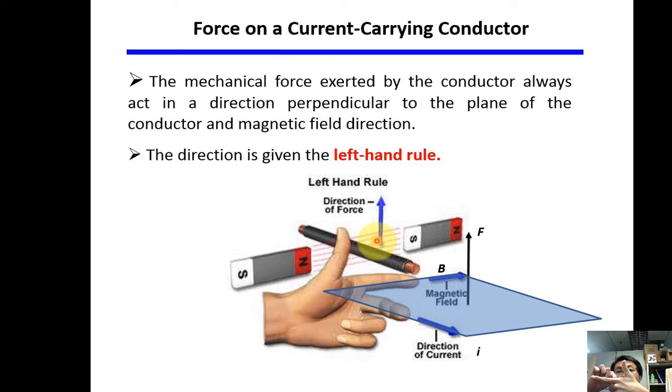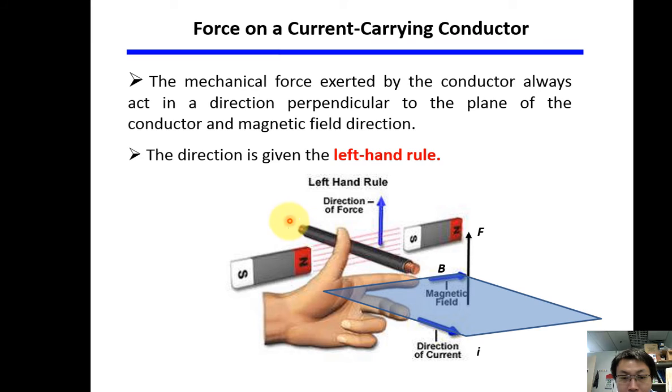Make sure 90 degree here, 90 degree here. So 90 degree, this hand, this finger, and this finger. 90 degree, this finger, and this finger. So how to put in a figure for this one? Mechanical force F is this one, exerted by the conductor.